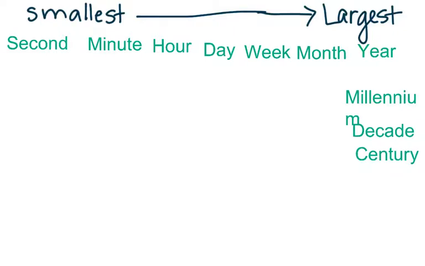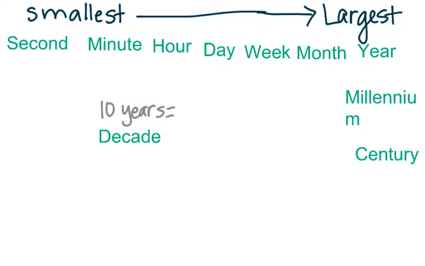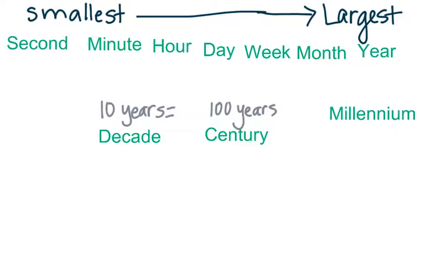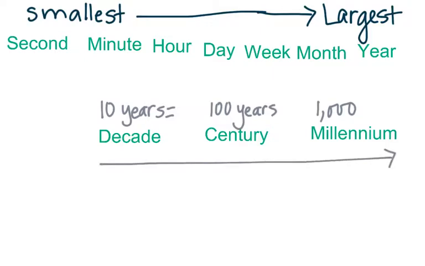Let's talk about the three that are left. The next is decade. A decade is the same as 10 years. A century is the same as 100 years. And a millennium is the same as 1,000 years. So these here at the bottom are still going in order from smallest to largest. So after a year is decade, century, millennium.